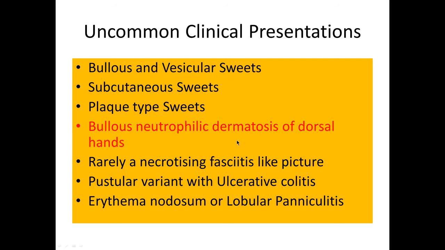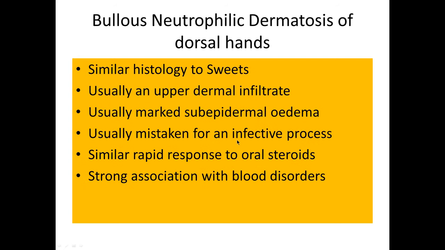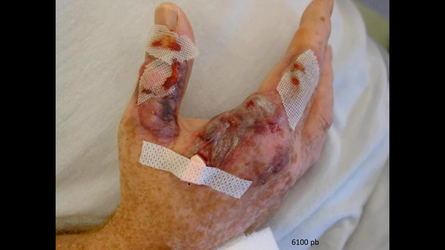What about the bullous neutrophilic dermatosis of the dorsal hands? This has a similar histology to Sweet's. It's usually an upper dermal infiltrate, usually marked subepidermal edema. It's often mistaken for an infective process. Same rapid response to oral steroids and a strong association with blood disorders. This was first described by David Weedon in the late 1990s.